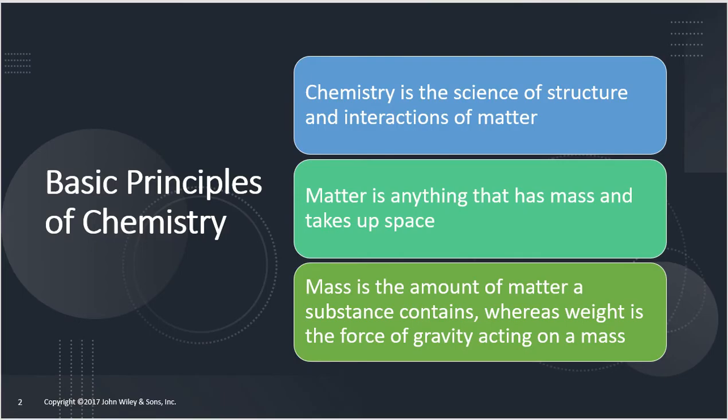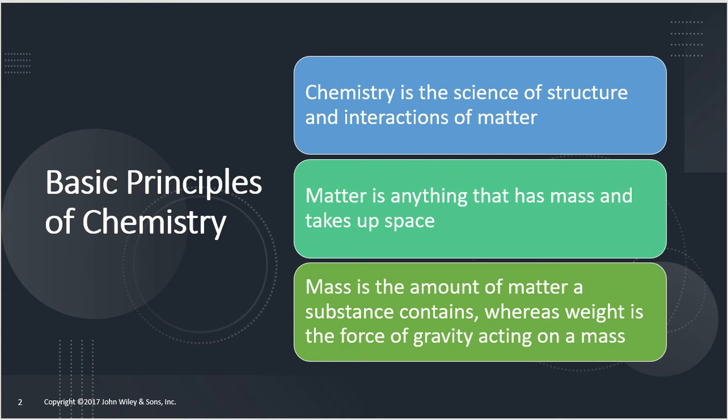So chemistry is basically the science of structure and the interactions of matter. Matter is anything that has mass and takes up space. So everything is basically made up of matter. And then mass, on the other hand, is the amount of matter that a substance contains.